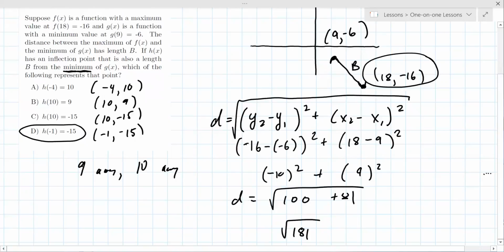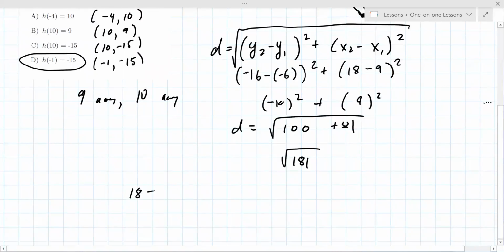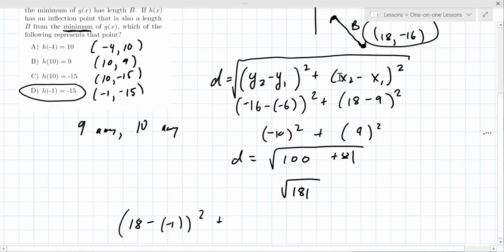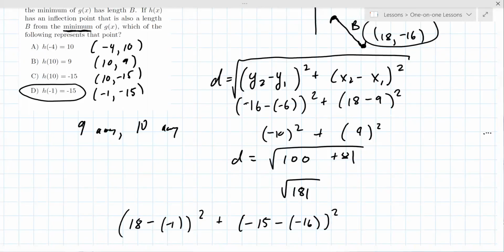So like 18 minus a minus 1 squared plus minus 15 minus a minus 16 squared. Right, okay. Wait, is that all squared though? I mean, is that all under the square root? Yeah.